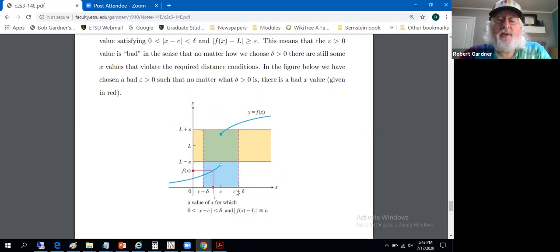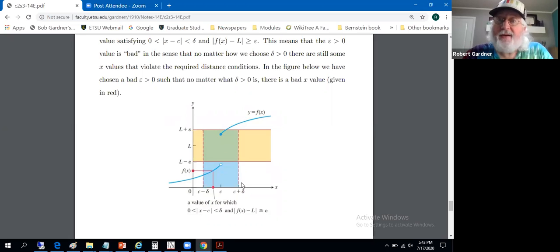For these delta that they've chosen, the graph of the function doesn't lie inside the yellow band. This part's below the yellow band down here, so that's bad. Well, maybe you ought to make delta smaller. Yeah, well, no matter how small you make delta, you're still going to have this little bit of the function down here that's not in the green box. It doesn't lie inside the yellow band. That violates the definition of limit. I need the function to lie inside the yellow band.